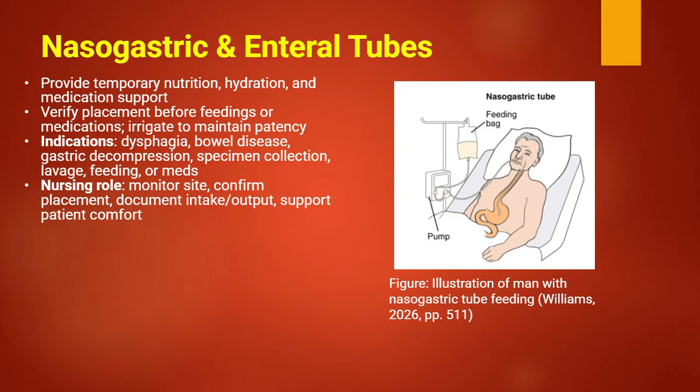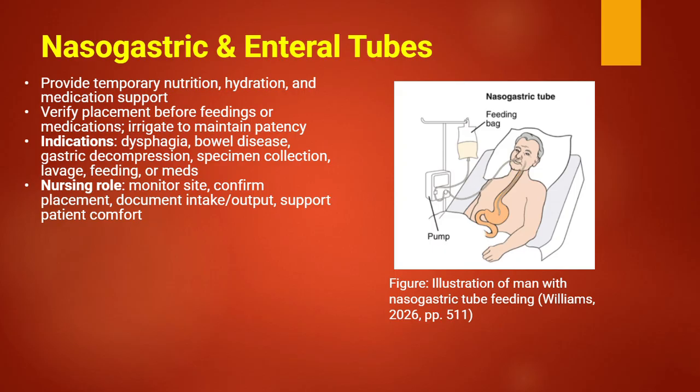There are many reasons for using NG and enteral tubes. They may be placed in patients with dysphagia, such as after a stroke, or in those with conditions like inflammatory bowel disease who need nutritional supplementation. They are also used for gastric decompression before or after surgery, for obtaining gastric specimens for diagnostic testing, for gastric lavage in poisoning or overdose, and for the routine administration of medications and enteral feedings.